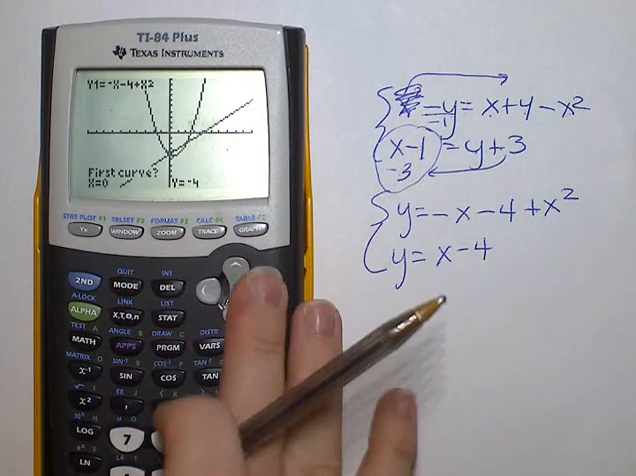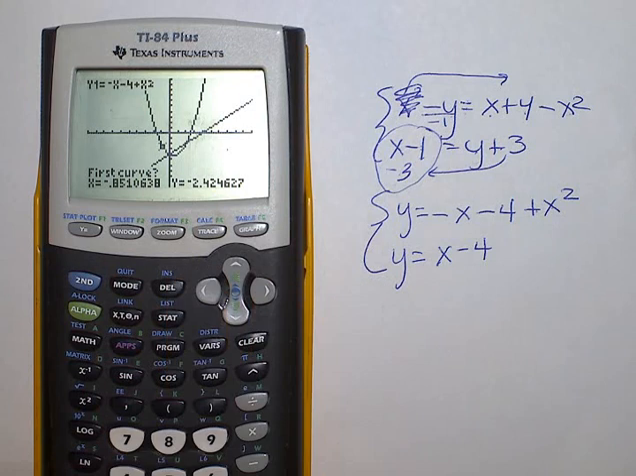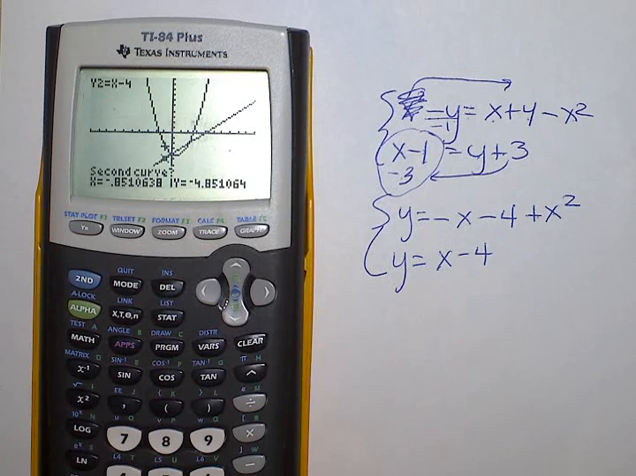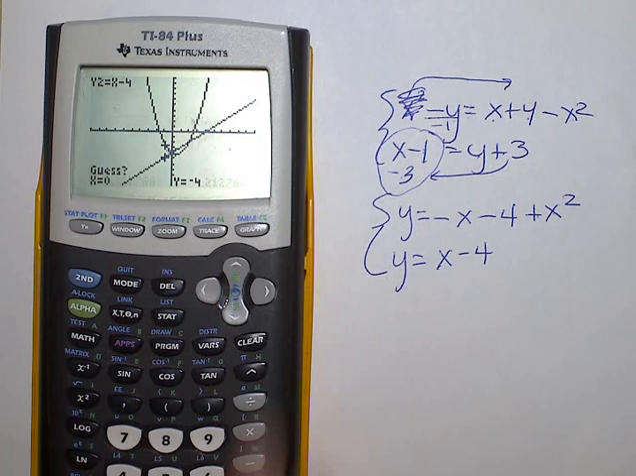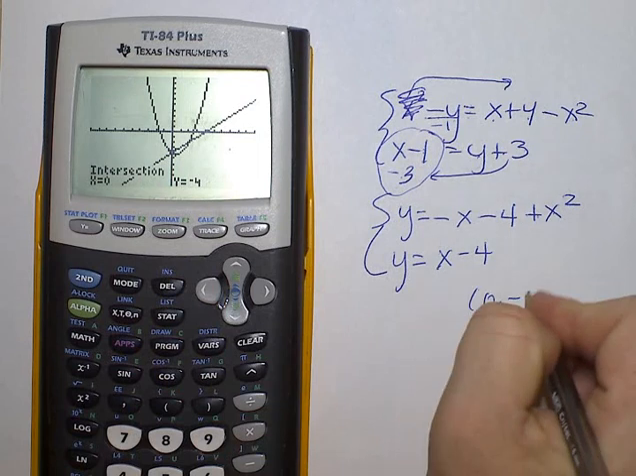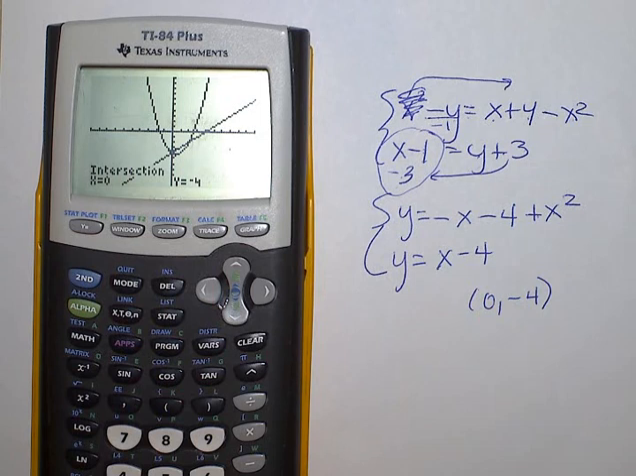All right. So let's do second, trace, and 0. And I'm going to move this just a little bit away from where they intersect so I can see. So first curve is the first equation entered. I press enter. It will automatically jump to the second curve. I press enter again. Then I go over the top of the intersection point and press enter. And 0, negative 4. It's nice because I don't have to round to the nearest tenth. It's a nice integer answer.